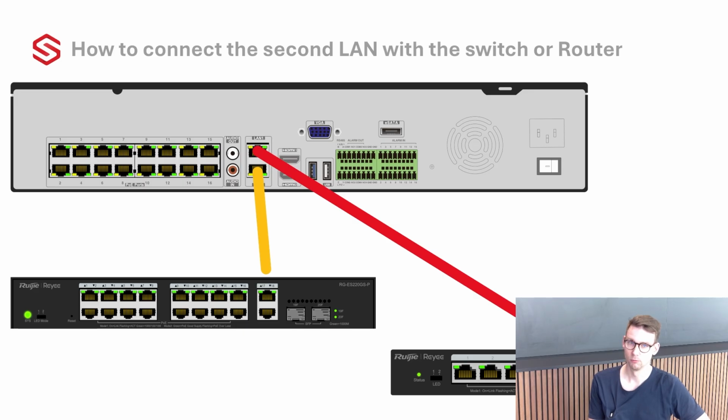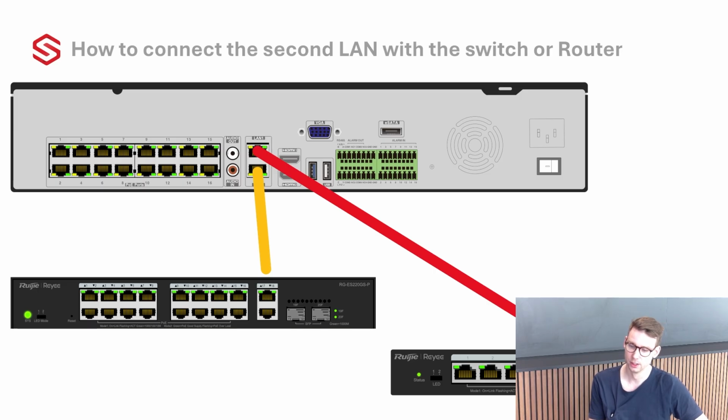So what can we do additionally to that? How can we access, for example, the second network or the second network card of our recorder? What we can do here is add an additional router from Reyee to access our devices. Pretty simple. I'm going to show you that later on as well, but here just to show you how to connect it.